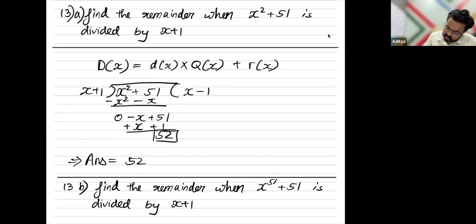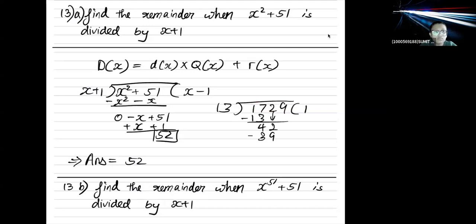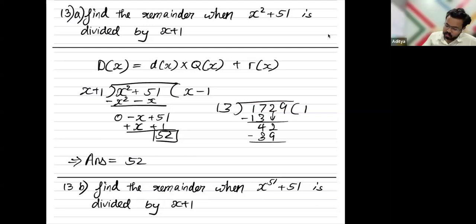Suppose you are dividing some large number 1729 by 13. So you'll remove the thousands place by saying one time I'll remove 13, and then you'll be left with 4, and then you bring down 2. Then 42 you remove by 39. So here also the process is to remove the largest digit. Here the idea is to remove the largest degree.